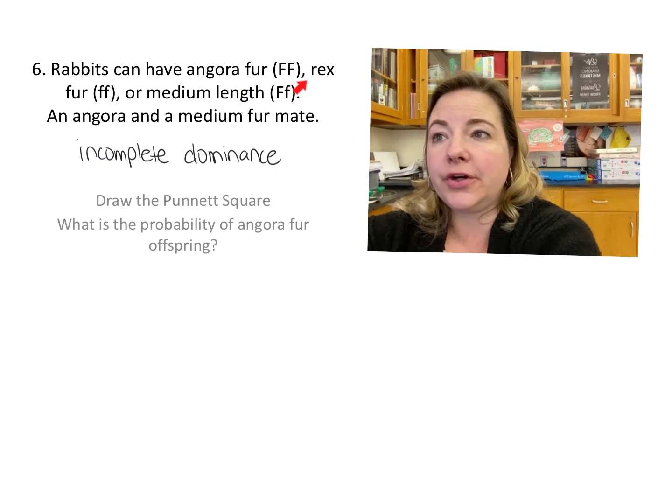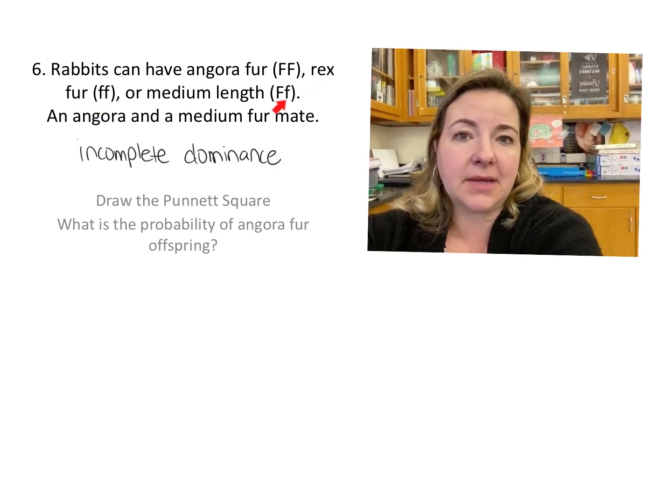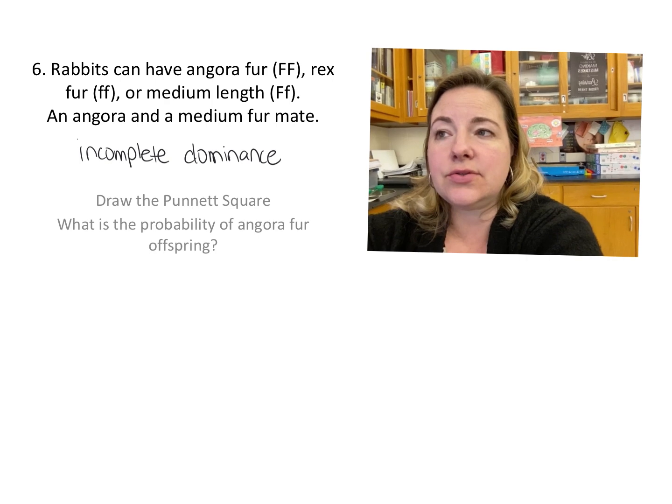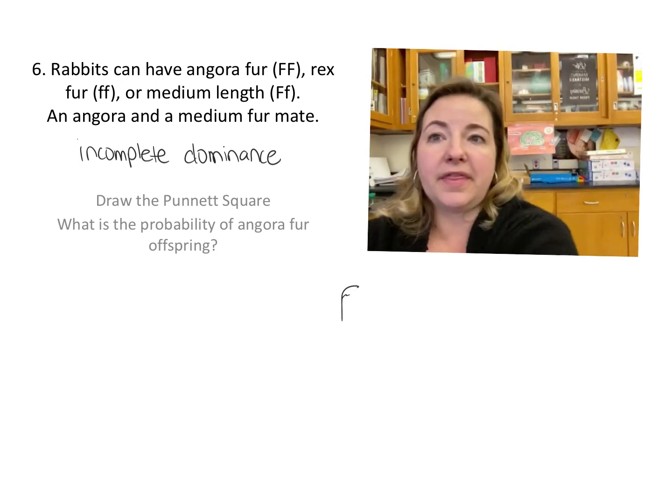On this next example of incomplete dominance, we have rabbits with some different types of fur. We have Angora fur, Rex fur, and medium length fur. And it asks us to cross an Angora with a medium fur.